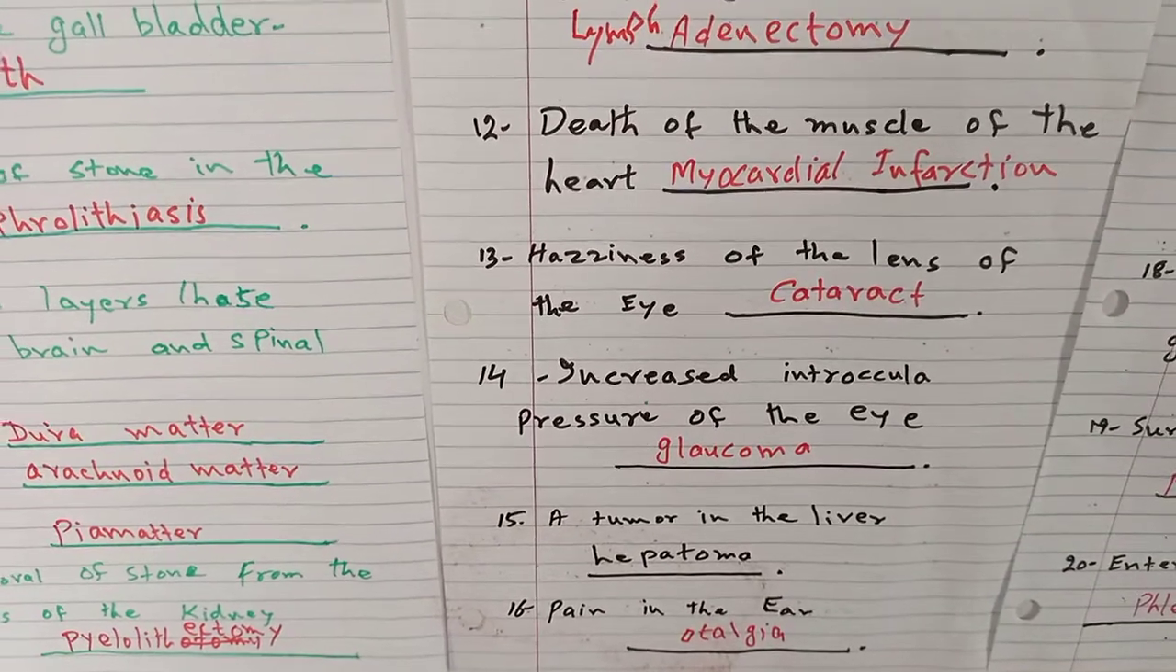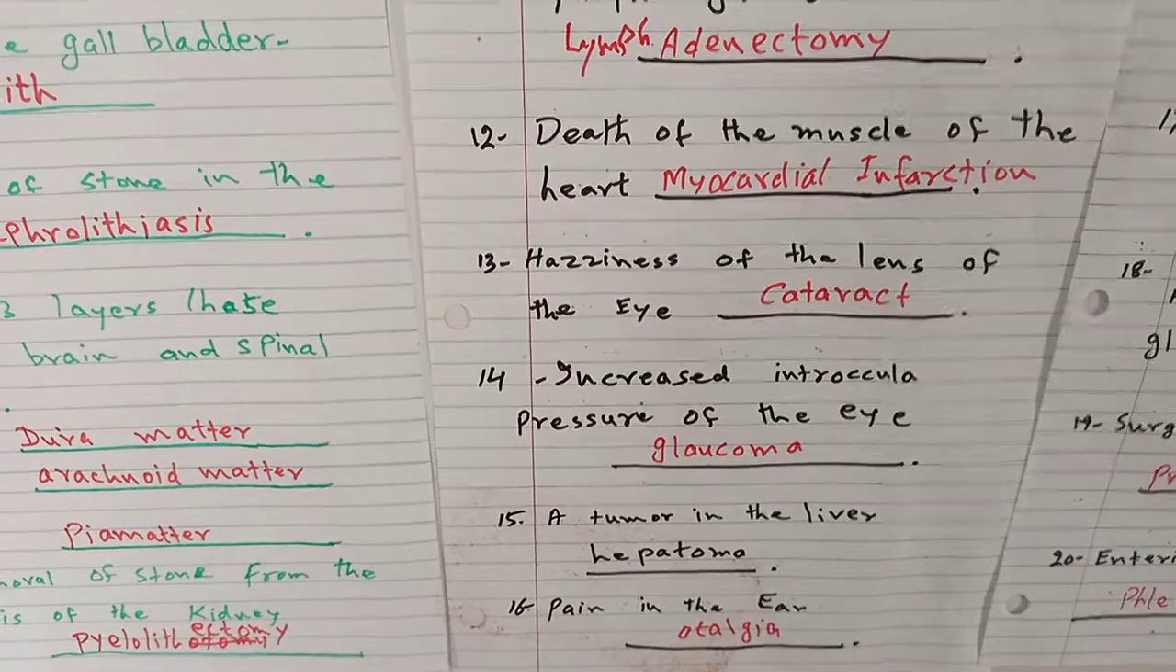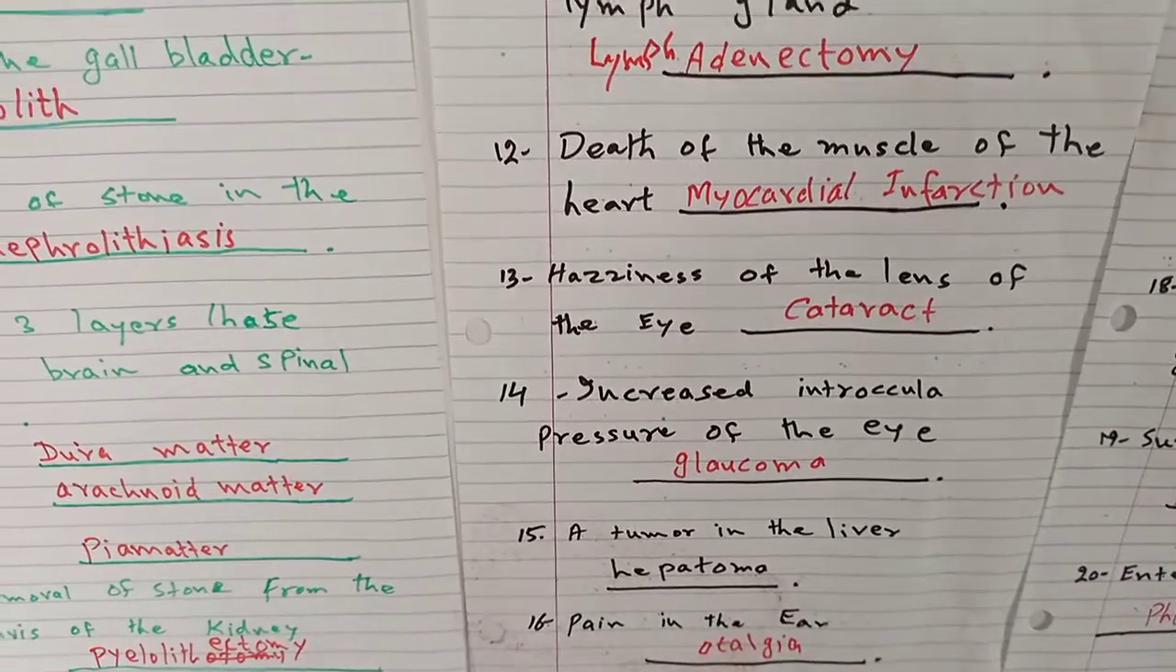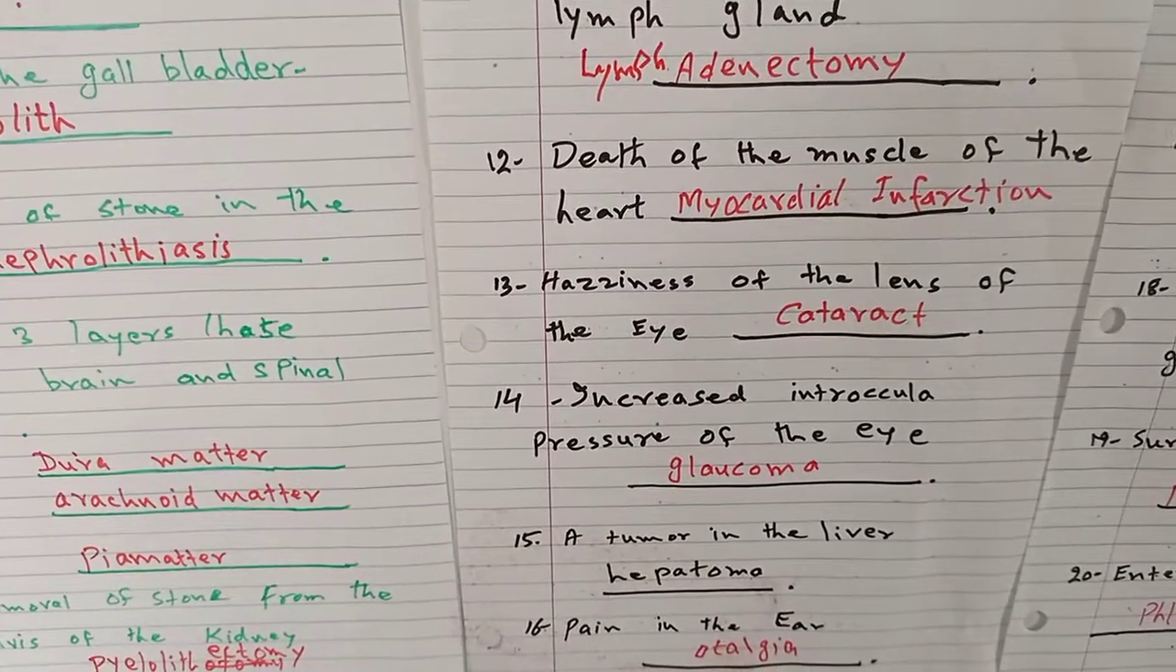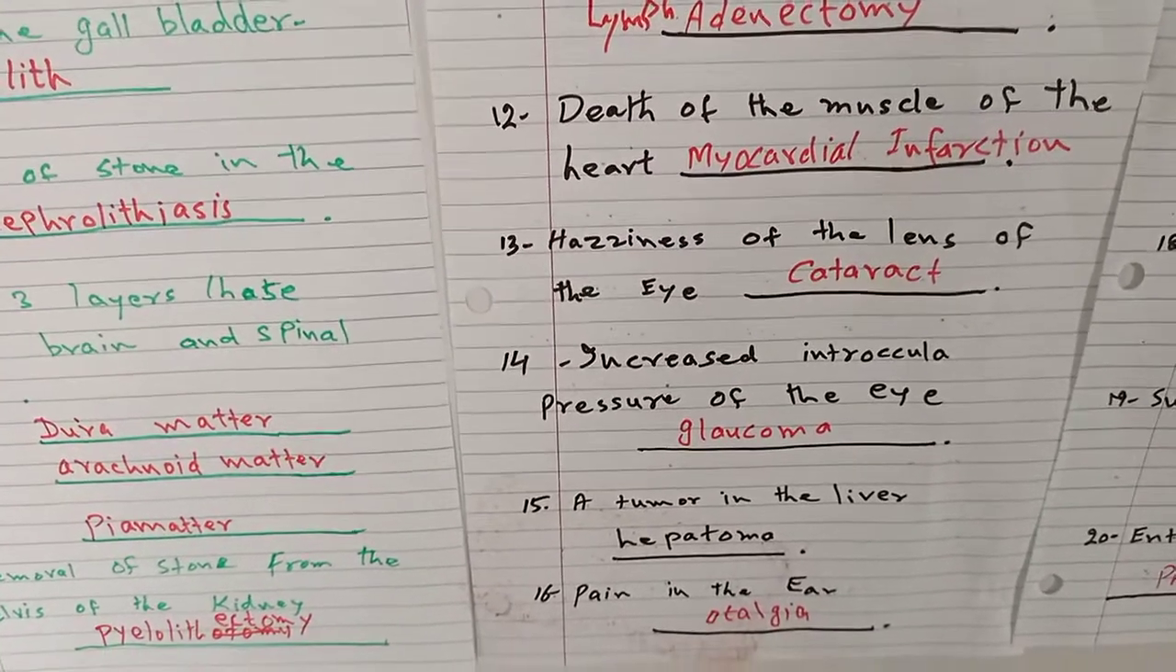15. A tumor in the liver is known as hepatoma. Hepat is liver, oma is tumor. Hepatoma, so tumor in the liver.